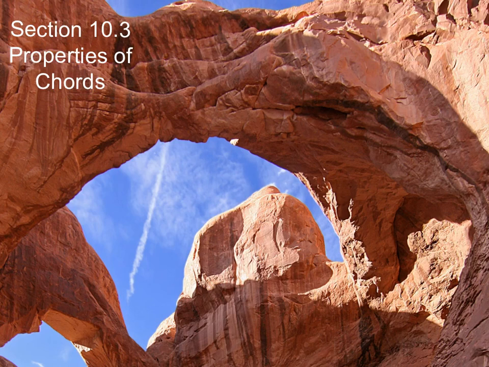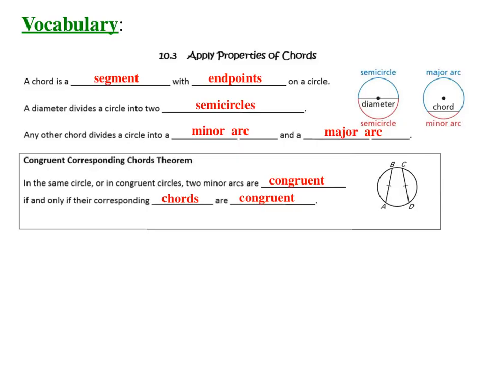Hey guys, let's take some time to run through the notes for our next section, 10.3, which is on properties of chords. Now we already defined chords back in section 10.1, but just to review a little bit, what you need to remember is that it's always going to be a segment, which means it has endpoints, and those endpoints are always going to lie on the circle, as you can see in this picture on the right with this chord.